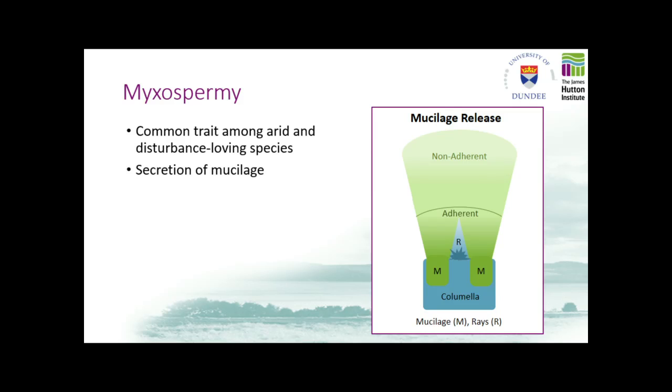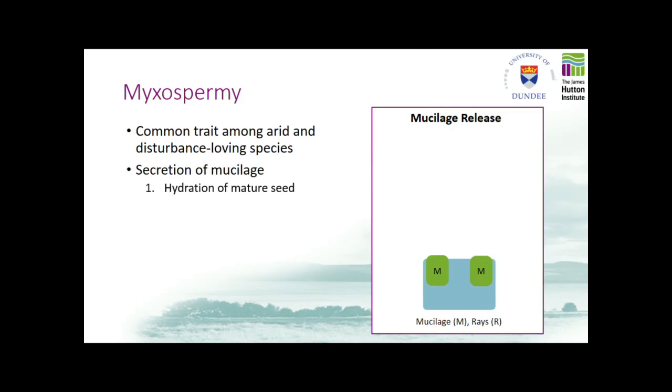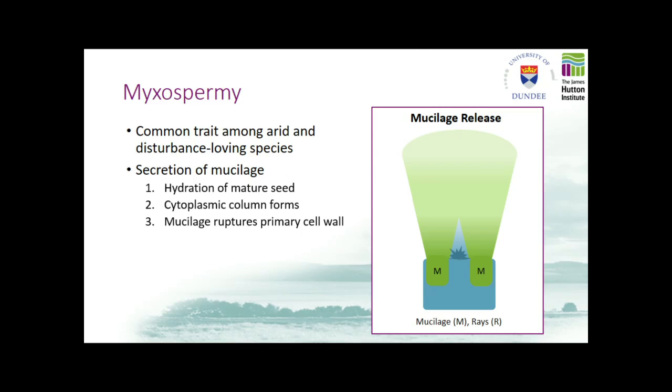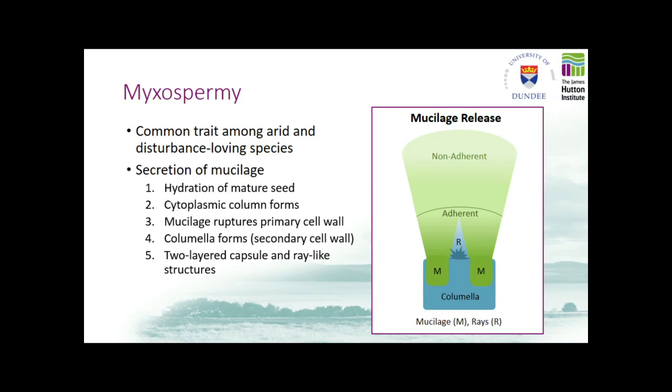So I'm just going to run through the process of how the secretion is released in the seed. So first of all, we start with a mature seed. It becomes hydrated. Then a volcano-shaped cytoplasmic column forms in the center. The mucilage then ruptures the primary cell wall. The columella, which is the secondary cell wall, then gradually displaces the cytoplasmic column. And then lastly, we end up with a two-layered structure where the inner layer is adherent to the seed and the outer layer is non-adherent to the seed.